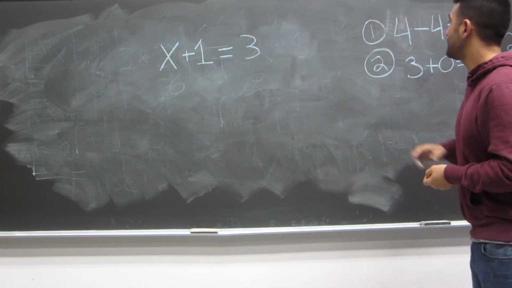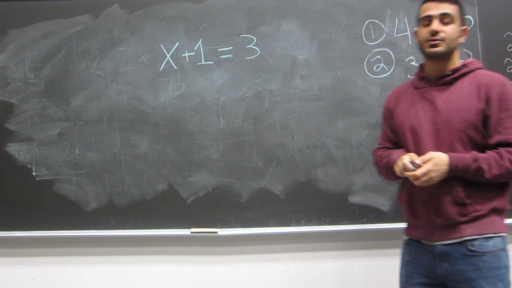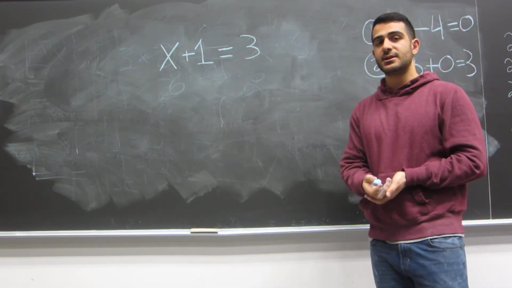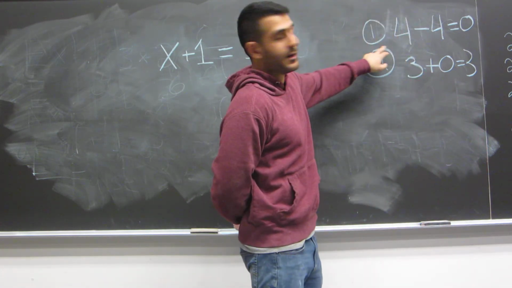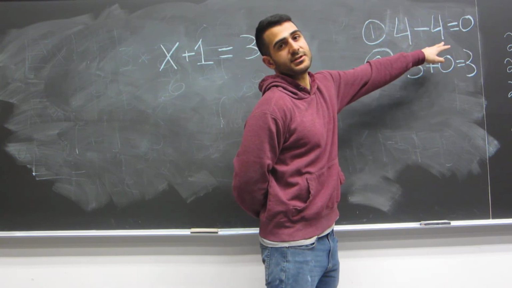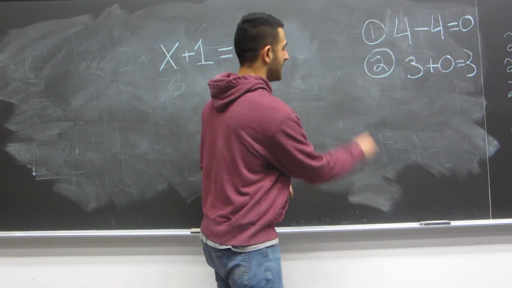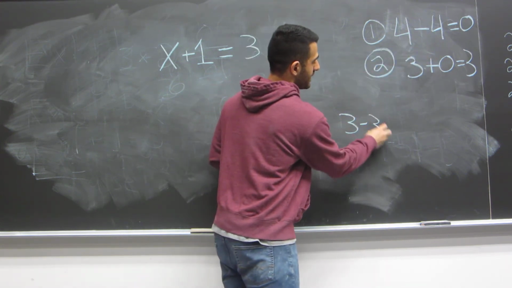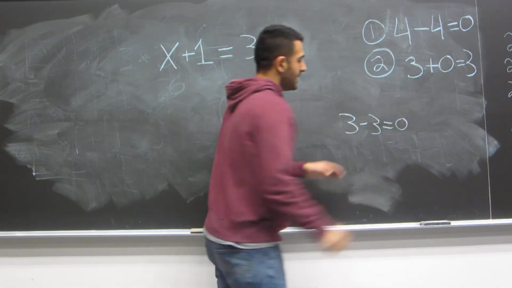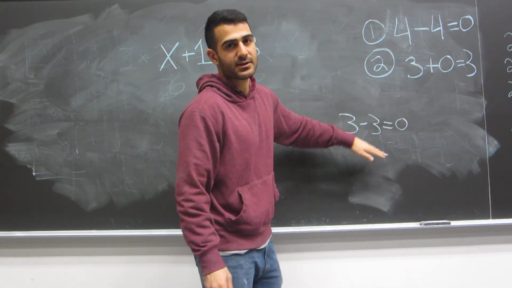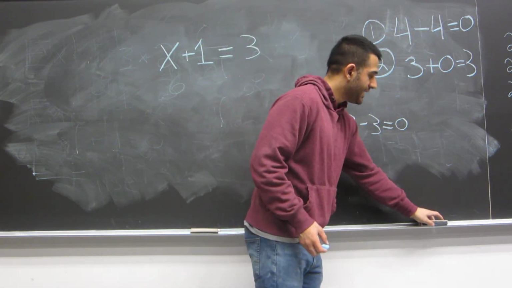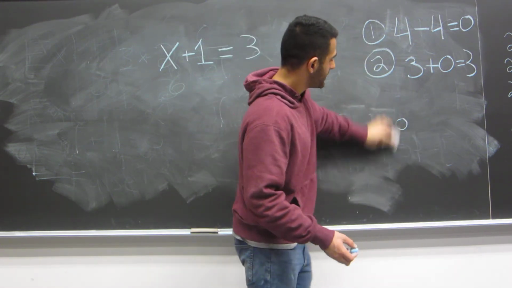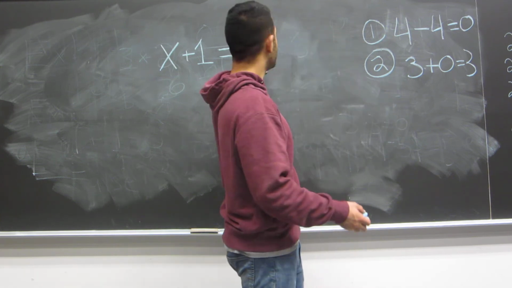The first fact is, if you subtract any number by its opposite, that is always equal to 0. So 4 minus 4 is equal to 0. If I put 3 minus 3, that's always equal to 0. Any number minus its opposite will always be 0. I think that's pretty clear. We're going to use this first rule soon.